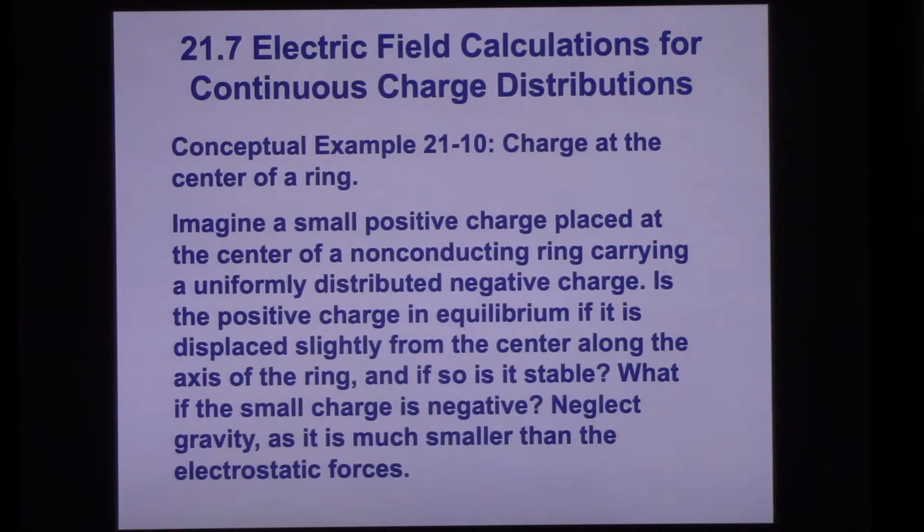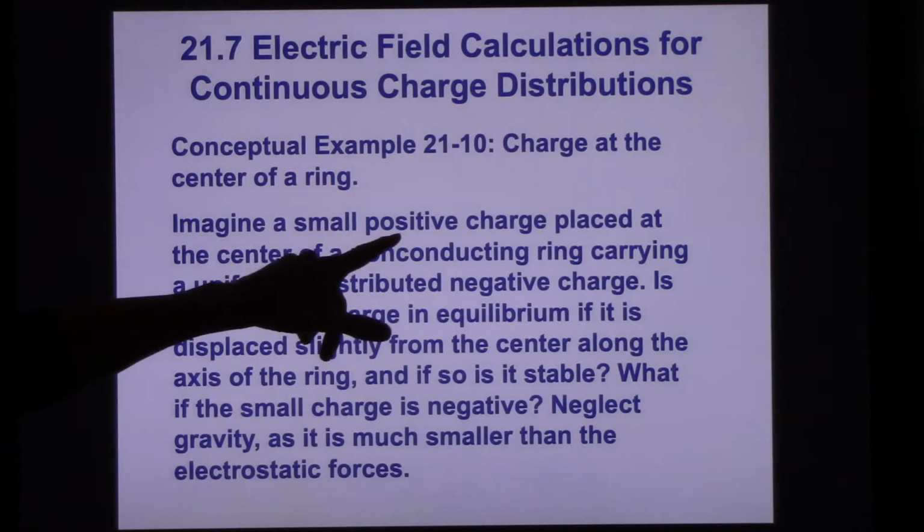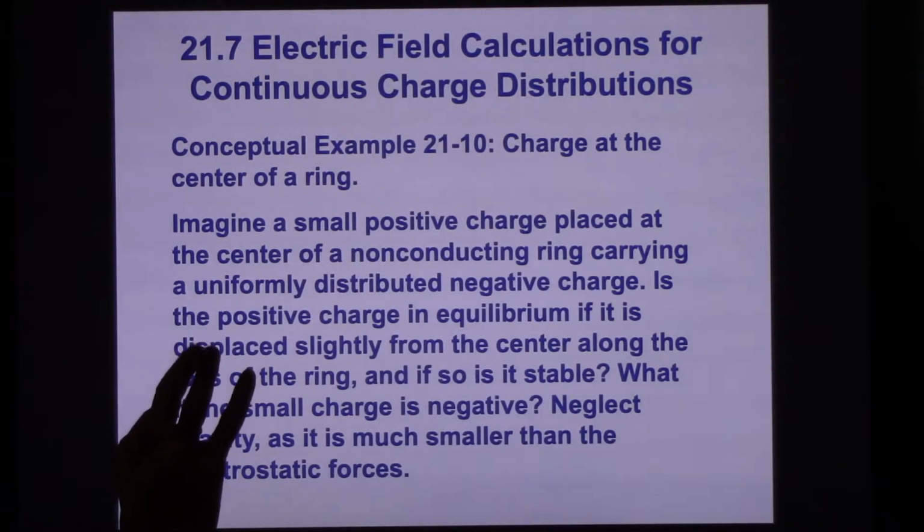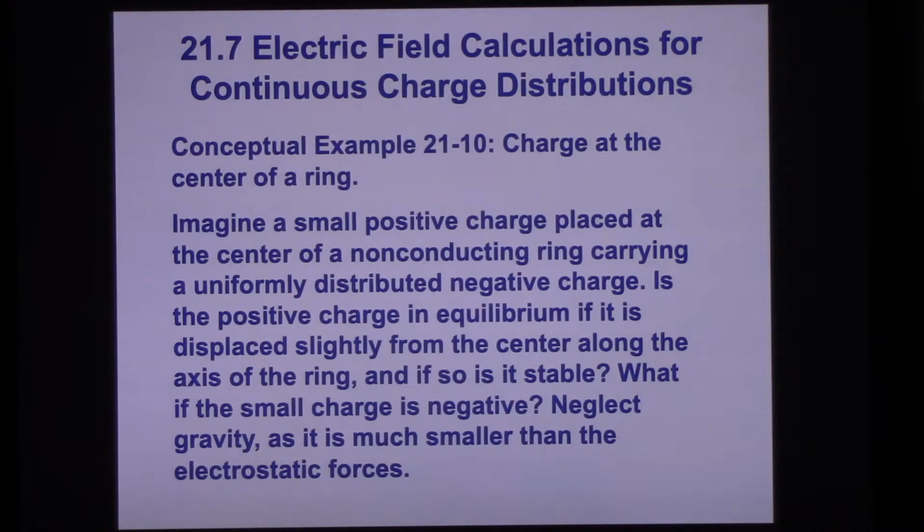Now we're going to move on to example 21.10. I know there's so much writing on these, but let's go through this and outline what they're getting at. Remember that ring we just solved for? And we solved for the electric field along the axis. What if we now took a small positive charge and placed it at the center of that ring? And then we make sure that the positive charge can only travel along the x-axis.